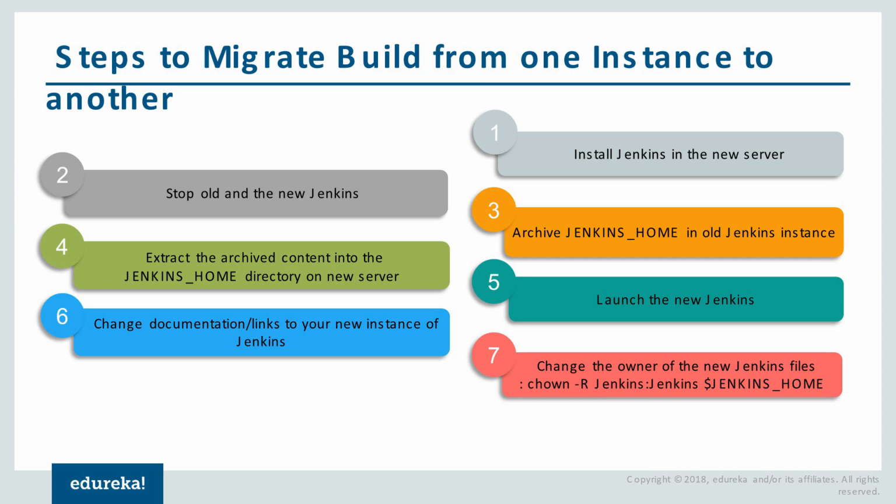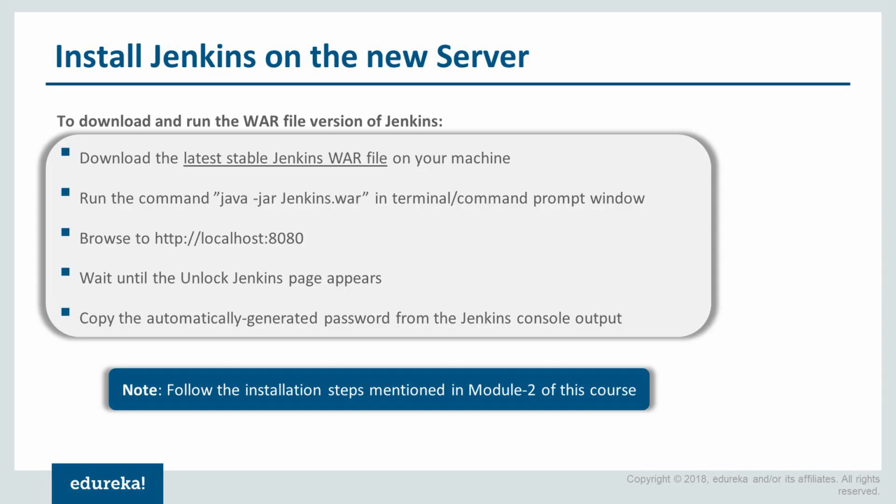You go to the new Jenkins machine, copy this zip file to the Jenkins home location, and then once that is done, you just go ahead and restart the Jenkins server and it should take care of it. That is how it works.